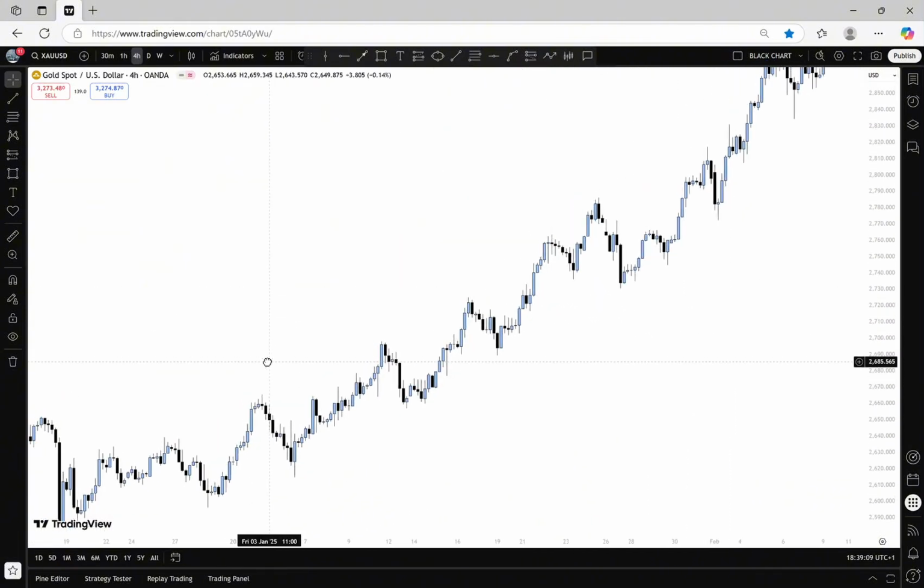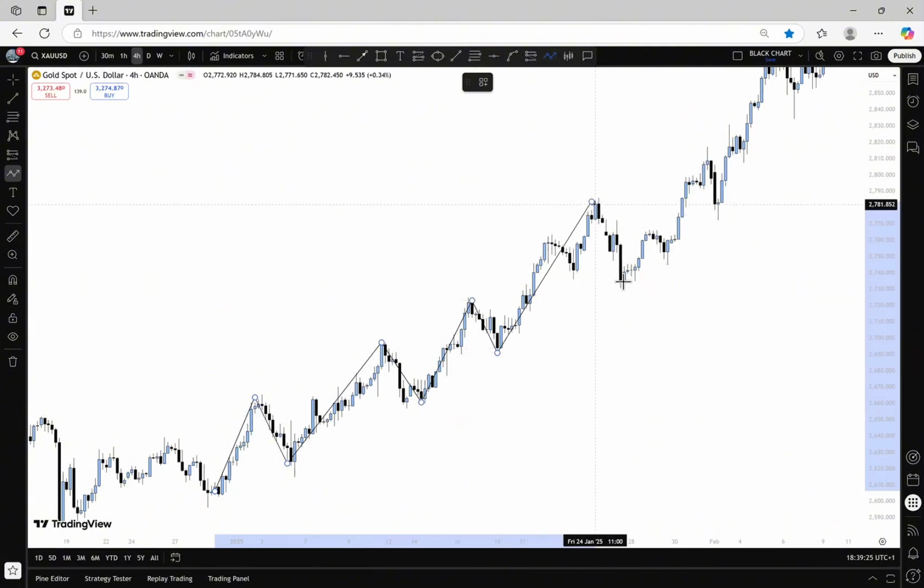So right now, as you guys can see, price is on a bullish move here, right? Since price is on a bullish move, it's giving you a series of higher highs and higher lows, higher highs and higher lows. This is how the market moves whenever it's on a bullish move.